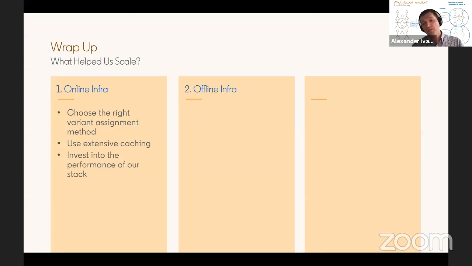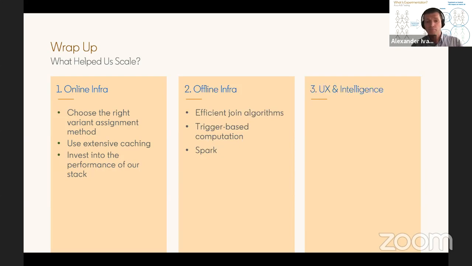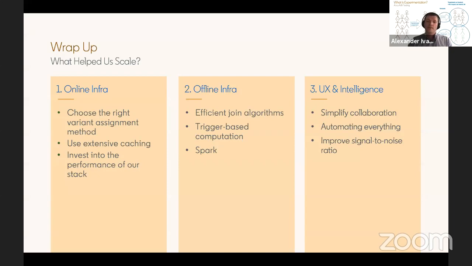For the A/B report generation infrastructure, this was investing in efficient join algorithms, using trigger-based and message-based computation, and switching to Spark. For the user experience and intelligence part, that was about simplifying collaboration, automating as many things as possible, because every person in the company runs A/B testing, and improving the signal to noise ratio and generating actionable insights.